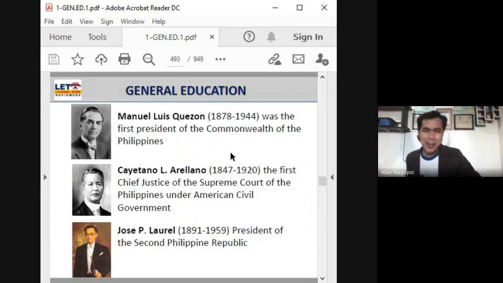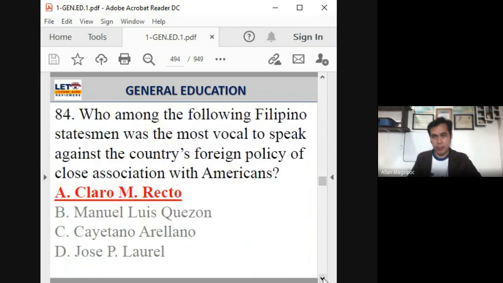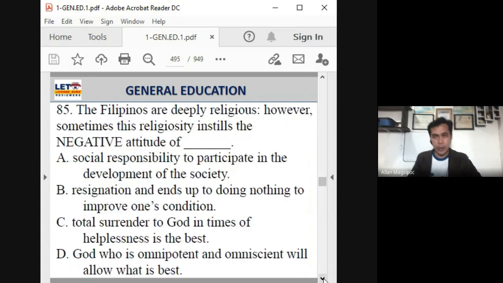salitang makabansa ba yan? Basta yung Tagalog. Manuel Quezon. Cayetano Arellano, the first Chief Justice of the Supreme Court of the Philippines. Cayetano Arellano. Jose P. Laurel is the President of the Second Philippine Republic. Those are the information about them. Correct answer for that question is Claro M. Recto. Next question.